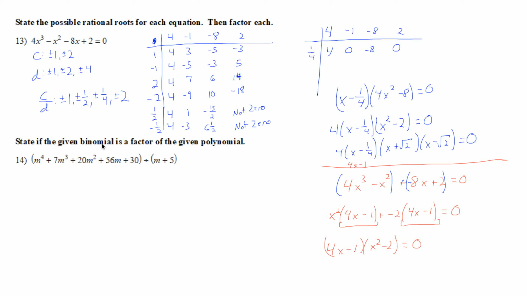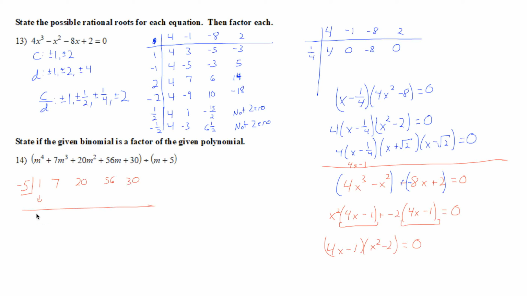Next one, state if the given binomial is a factor of the given polynomial. Well, we can check by doing synthetic division. So put a -5 out here. List our coefficients. Make sure if there's a missing degree that you put a 0 in that spot. There's not here, because there's 1m to the 4th, 7m cubed, 20m squared, 56m, and then just a 30 as a constant. And so we can work through this with synthetic.